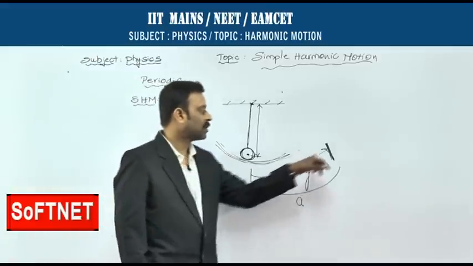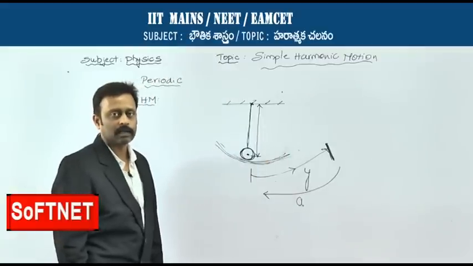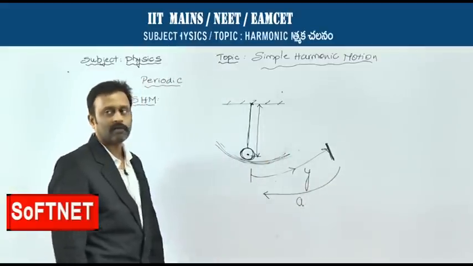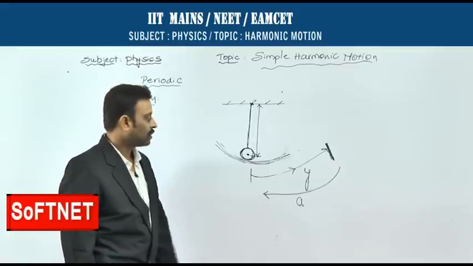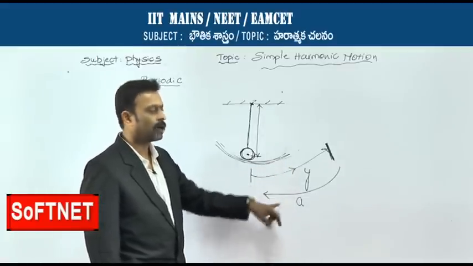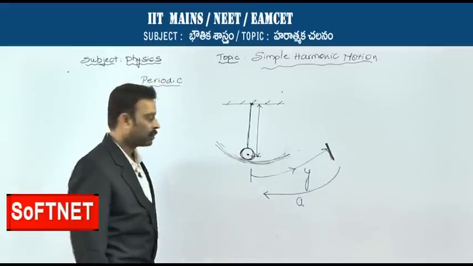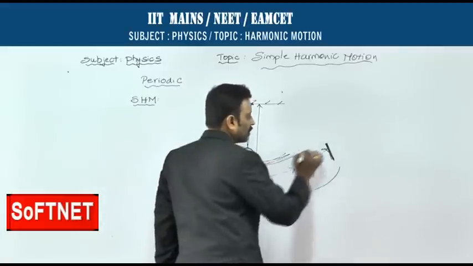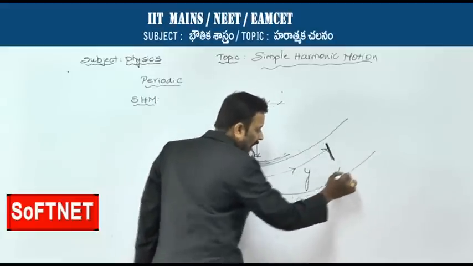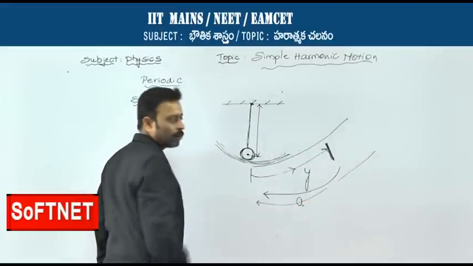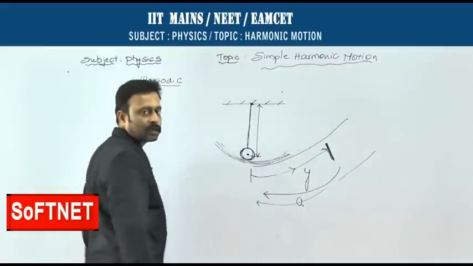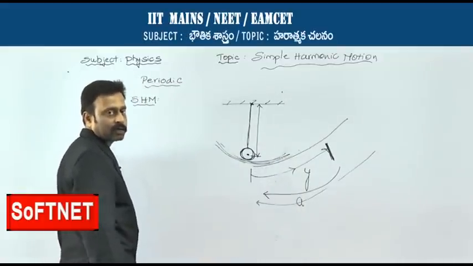So this is the direction along which displacement is given to the bob, and this is the direction in which the bob is having acceleration. Acceleration and displacement are acting in opposite directions. The more the displacement given to the bob, the more the acceleration gained by the bob. That means displacement and acceleration are directly proportional to each other.